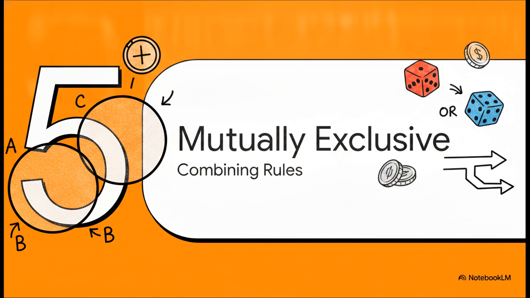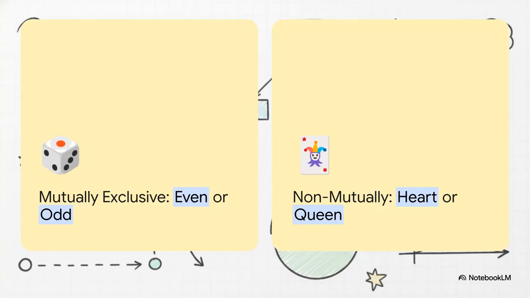Let's shift gears here from counting groups to actually combining probability rules. Mutually exclusive simply means 2 events have absolutely 0 points in common. They physically cannot happen at the same time. Think about it. If you throw a single die, getting an even number and getting an odd number are mutually exclusive. It's literally impossible to do both on just one roll.